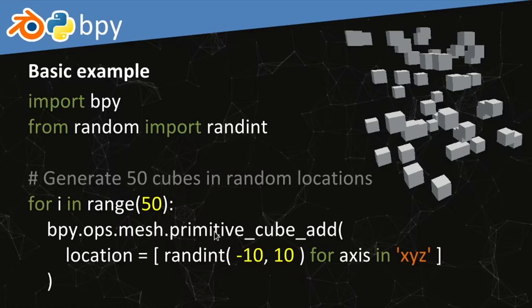Let's get back to the presentation. So what I'm doing here is actually generating 50 cubes. I'm calling the primitive_cube_add operator 50 times, every time with a different location that is randomly generated. So we have a randint between minus 10 and 10 for each of the three axes in 3D, x, y, and z. Okay, it's very simple.